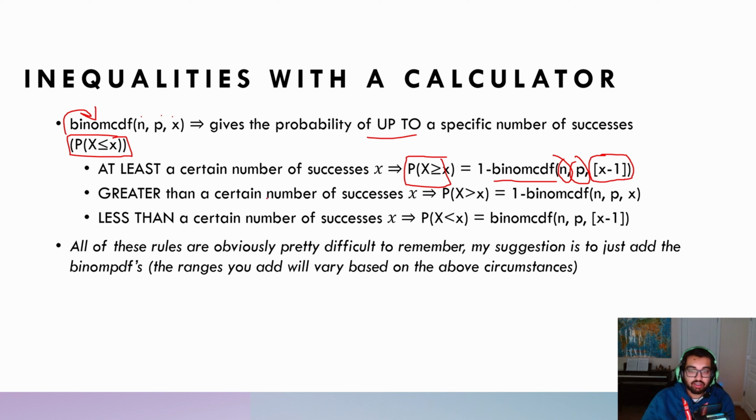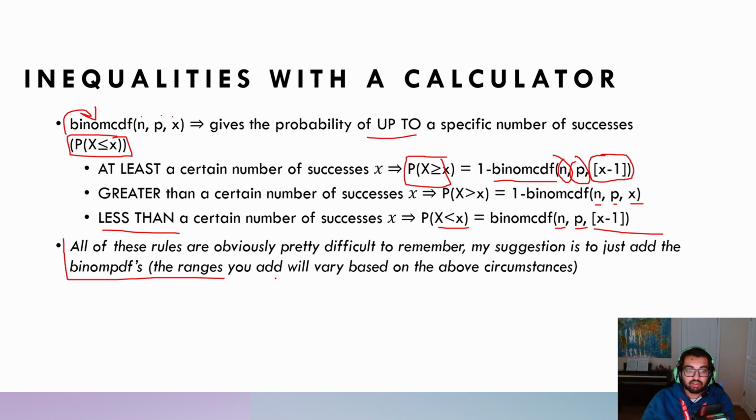If you want greater than a certain number of successes, you're just going to want to do 1 minus binomial CDF of these parameters as standard. You don't have to subtract 1 from x. And if you want to do less than a number of successes, which is going to be this, it's going to be a binomial CDF of n, p, and x minus 1.